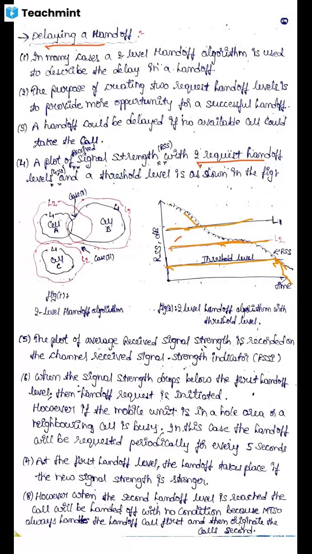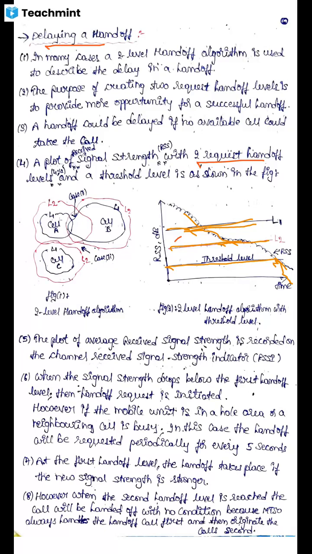When the signal strength reaches L1, the handoff is initiated. If at L1 the mobile unit is in a hole area, that is at a weak signal spot, then at this level the handoff is initiated every 5 seconds periodically to make the handoff successful. Suppose at this L1 area also there are no availability of channels, then what will it do? Then the signal strength gradually comes to the L2 level.